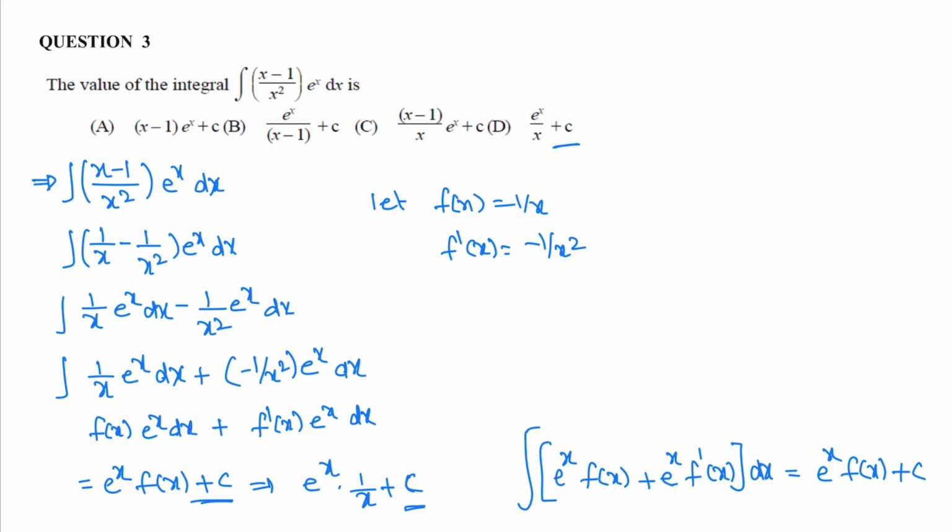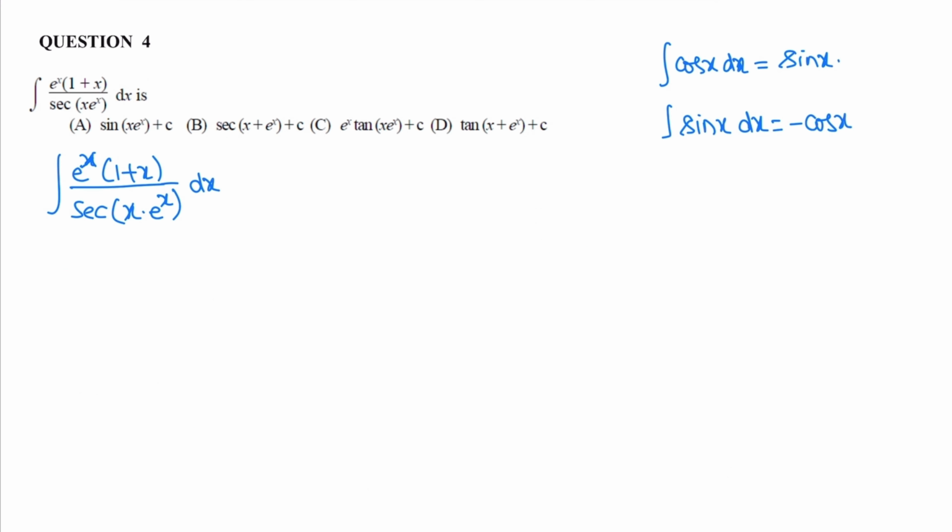Next question. Integral of e power x (1 + x) by secant of x e power x. This is the given integral. We need to calculate the value of this given integral. We know that in integration, integral of cos x is sin x and integral of sin x is minus cos x. To solve this integral, put x into e power x is t. So differentiation: x into e power x plus e power x into 1, into dx, is equal to dt.